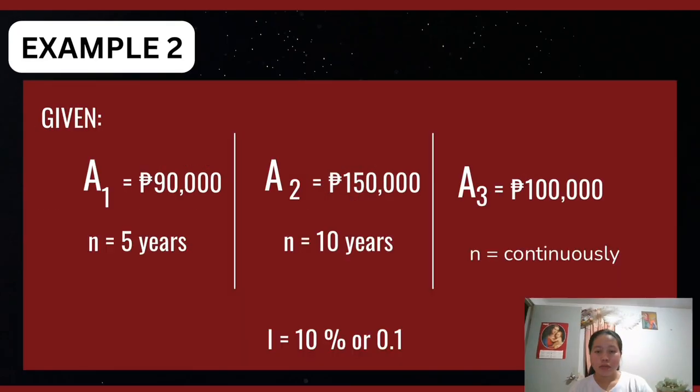Now let's start by writing down the given details, since this problem involves an ordinary annuity and perpetuity. As the problem stated, our A sub 1, or our first annuity, is 50,000 pesos, and our N is 5 years. Our A sub 2 is 70,000 pesos, and our N is 10 since it's up to 10 years. And lastly, our A sub 3 is equal to 10,000 pesos, and the N is continuous.